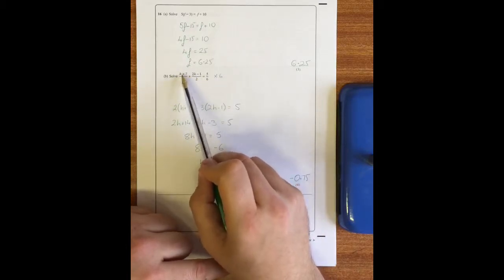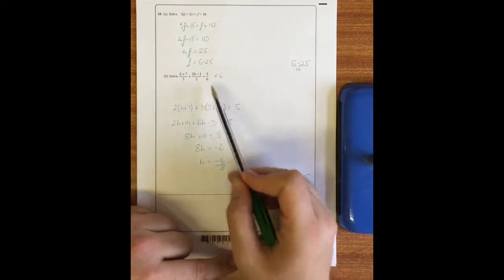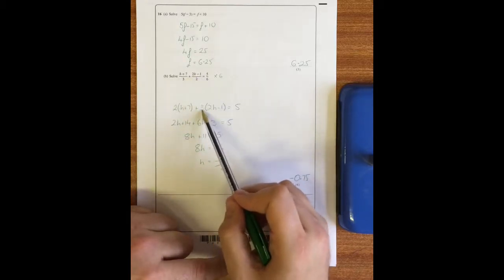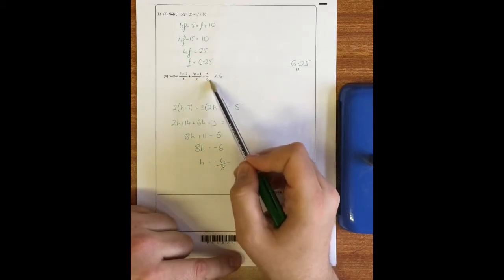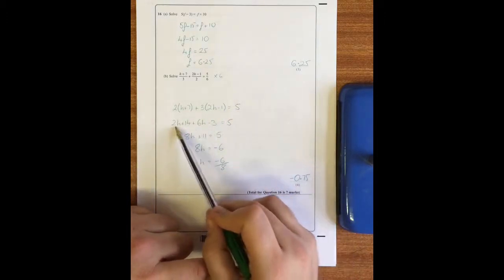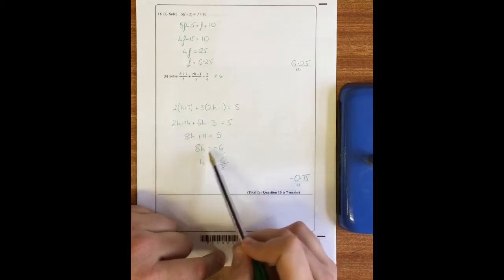So I times that by 6. 6 divided by the 3 is 2, so I just need to times the top by 2. Times this by 6, cancelling the dividing by 2 out there, I just need to times the top by 3. And times this by 6, I just cancel the bottom out altogether, which is 5. Expand these brackets and simplify it together. I get 8h plus 11 equals 5.